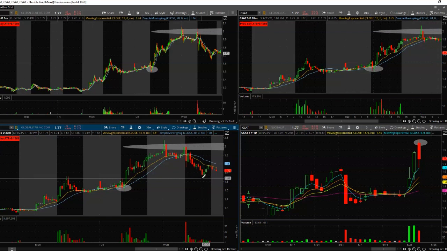So hopefully that made a little bit of sense. Again, start big and drill down and make sure that you're using multiple time frames to time your trades properly.